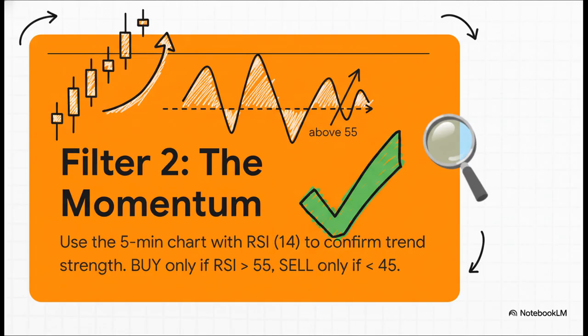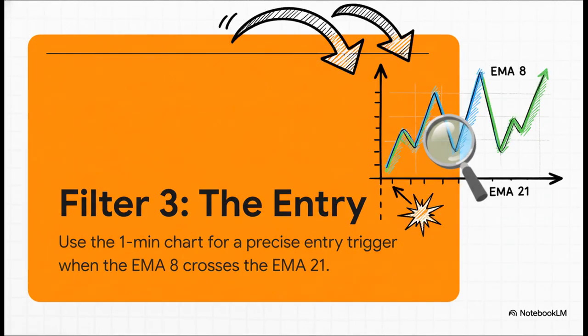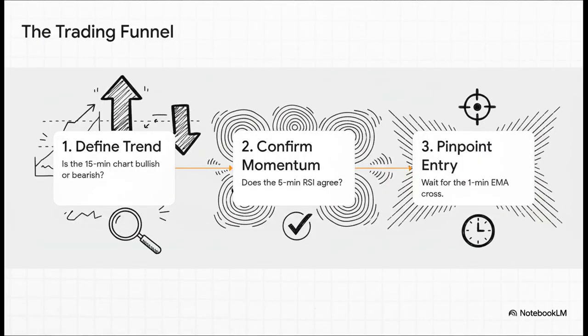And finally, with the big picture trend and the immediate momentum on your side, you zoom all the way into the 1-minute chart for your entry trigger. This is your final green light. You're waiting for a very specific crossover of 2 fast EMAs to tell you, okay, the move is happening right now, go.